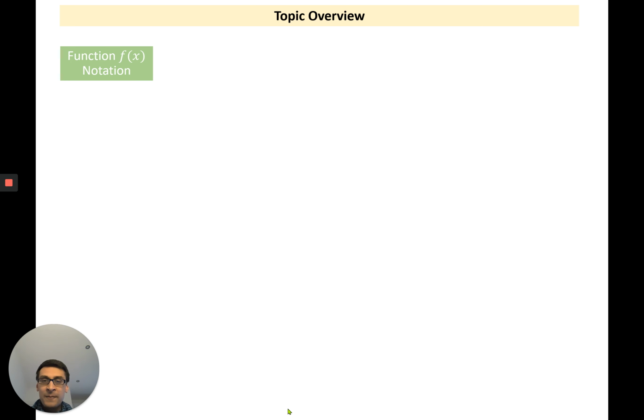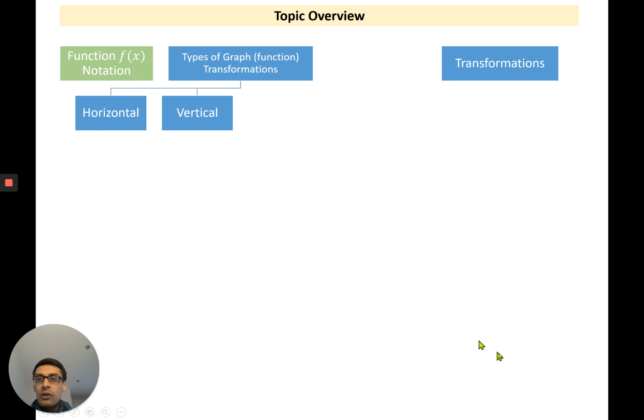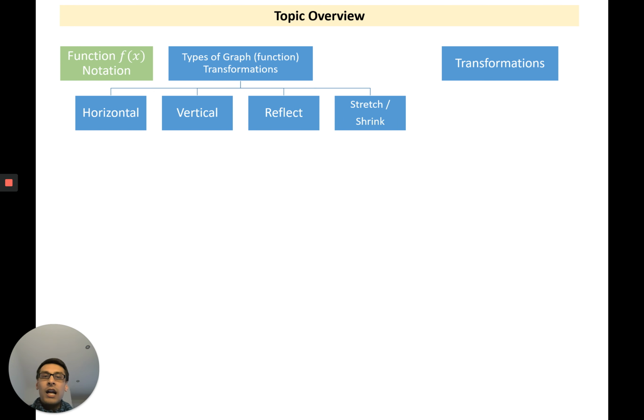Okay, now here's an overview of the topic. We're going to look at function notation. That's what this video will be looking at. And then we're going to look at how we can use function notation to do transformations. So there's different types of transformations. Here are the different types you can get: horizontal, vertical, reflection, and when you stretch or shrink a graph.